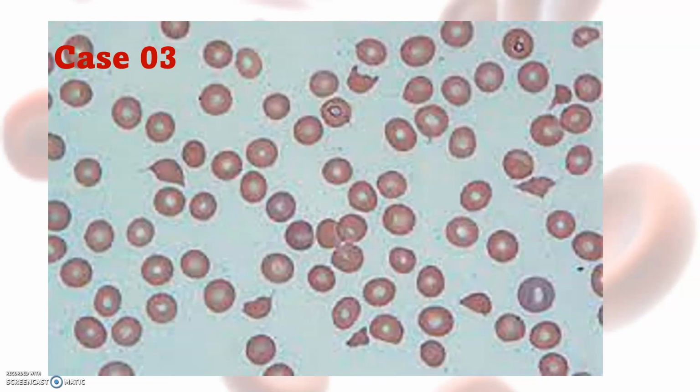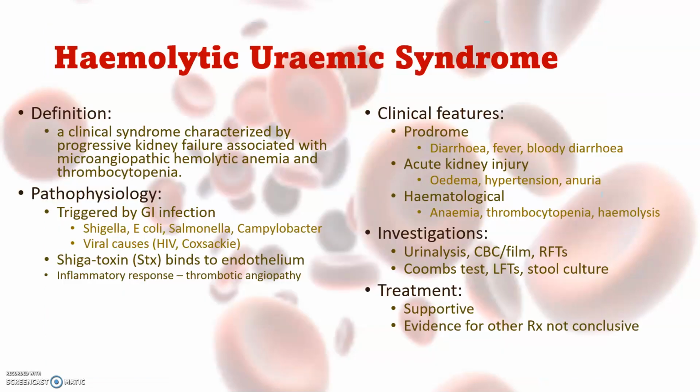Well, what you're seeing here are abnormally shaped red blood cells of different sizes. So you have anisocytosis and poikilocytosis. In addition, there are very few platelets. This is hemolytic uremic syndrome. It's a clinical syndrome characterized by progressive renal failure associated with microangiopathic hemolytic anemia and thrombocytopenia.